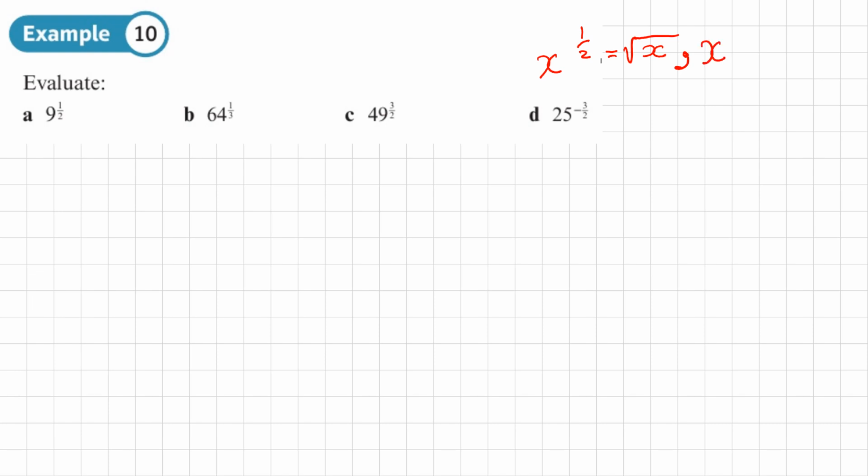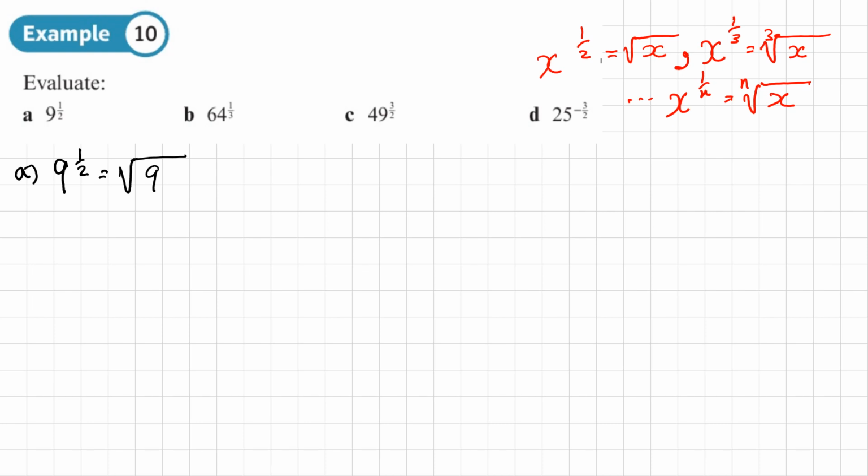If I see, let's say, x to the power of a third, that will be the cube root, because you do the cube root and then you do power 1. And in general, if I've got x to the power 1 over n, it will just be the nth root of x. Obviously, if that top number isn't 1, then we also need to work out that power as well. So we'll do the first one, a, 9 to the power of a half. The root is 2, the power is 1, so that's just the square root of 9, which is 3.